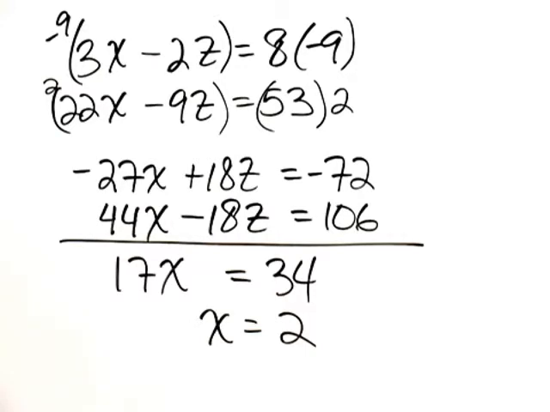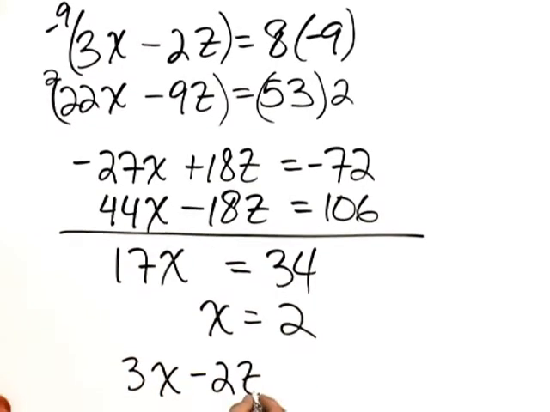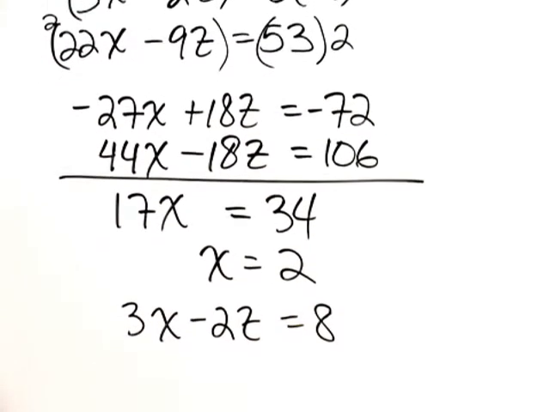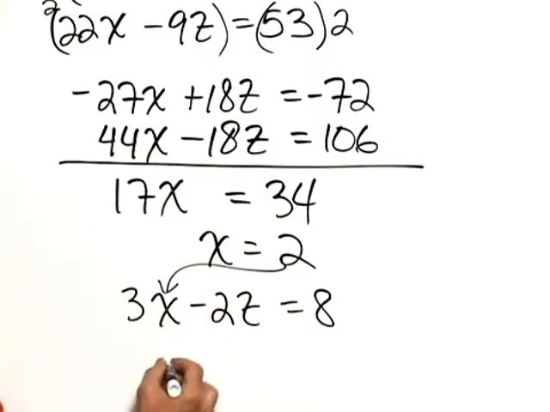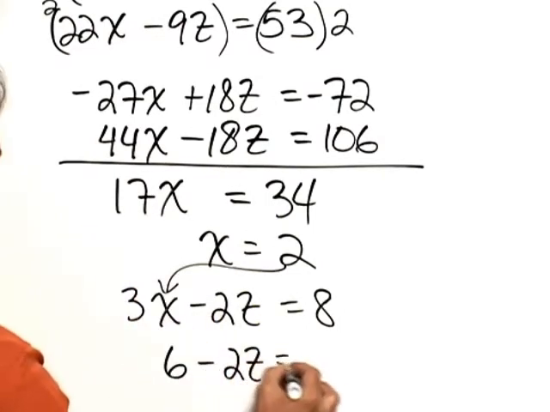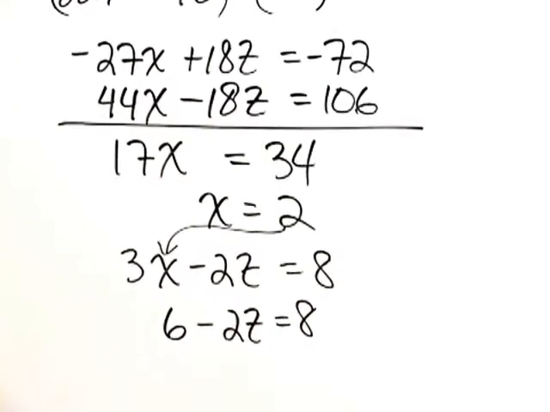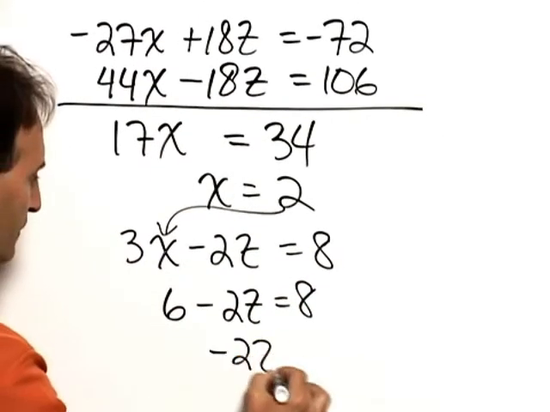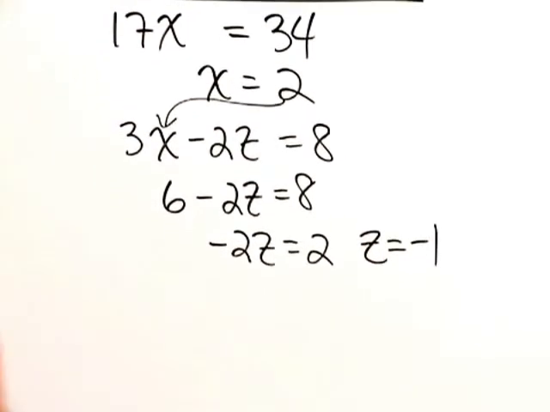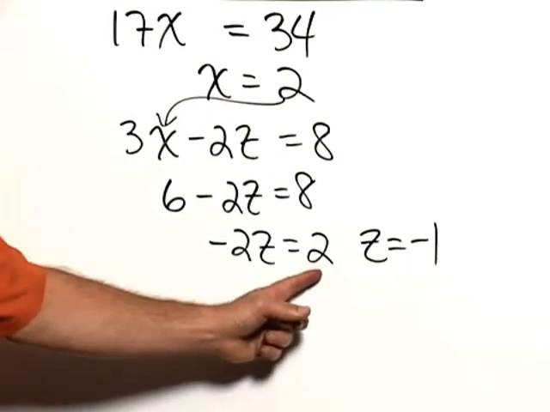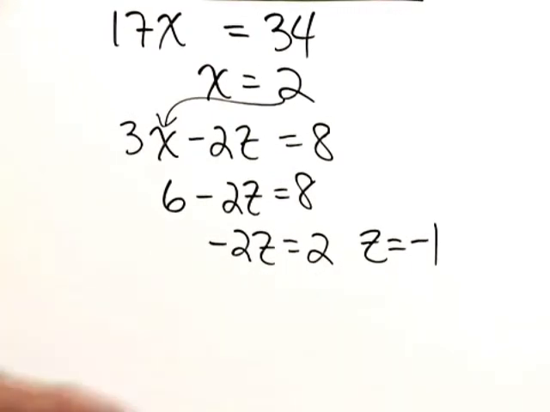What we now do is substitute that value, x equals 2, into one of the equations that has both x and z. So I will choose this equation, substituting 2 for x. 3 times 2 is 6, minus 2z equals 8. Subtract 6 from each side. Negative 2z equals 2, and therefore z is equal to negative 1, which we get by dividing both sides by the negative 2. 2 divided by negative 2 is negative 1.